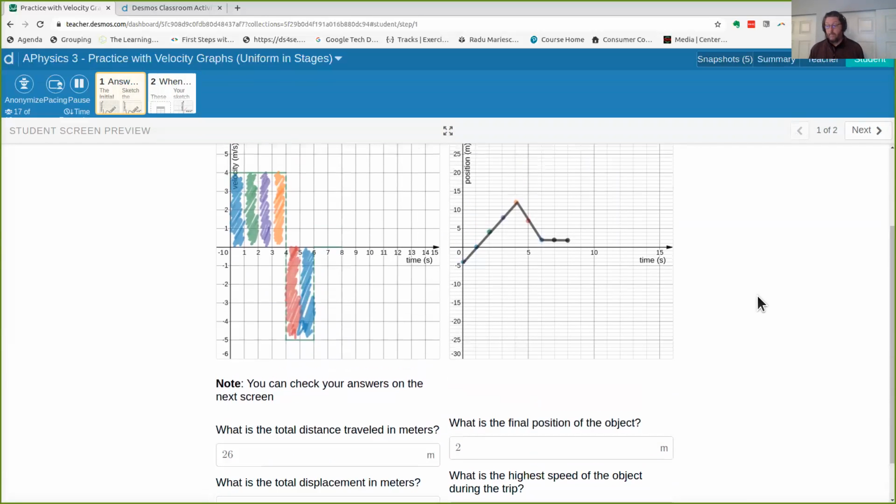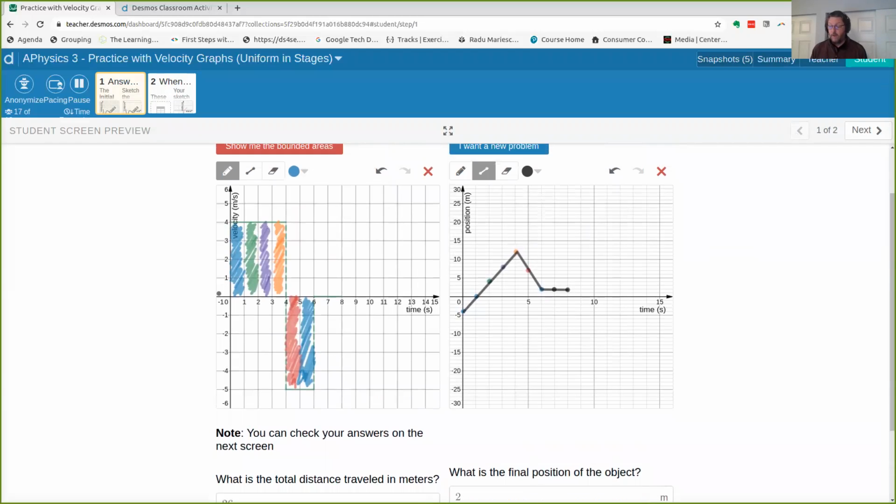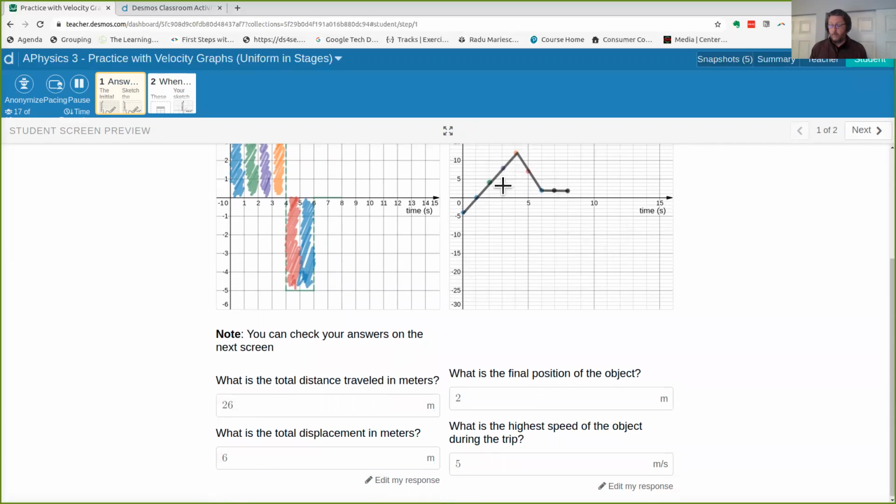Okay, so key parts of that process are finding the area underneath the velocity graph and using that to map out the changes in the position, and then using those two graphs to answer the questions about the total distance and the displacement, and remembering what those are and how they're related to each other.